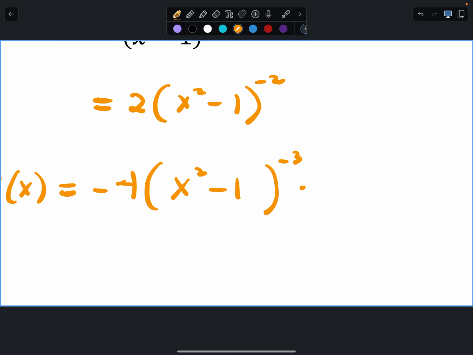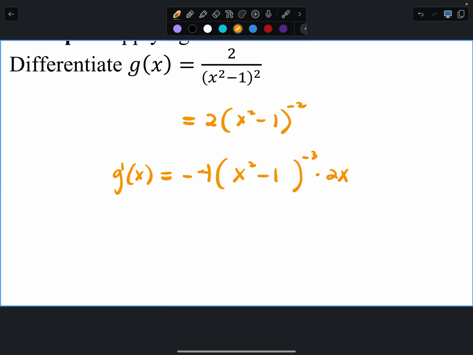Okay, times the derivative of the inside would be times 2x. G of x is 2 times the quantity x squared minus 1 to the negative second power, but G prime is this. And then getting rid of the negative exponent.